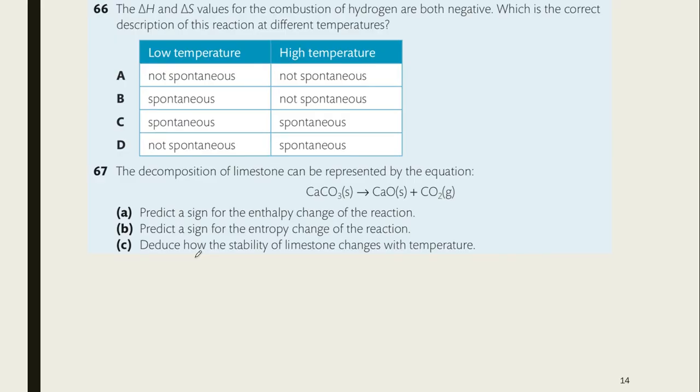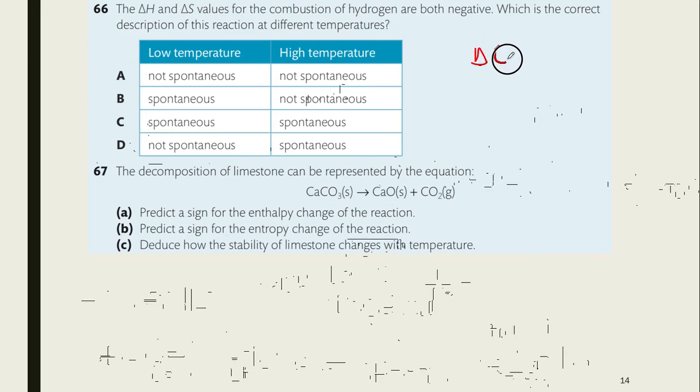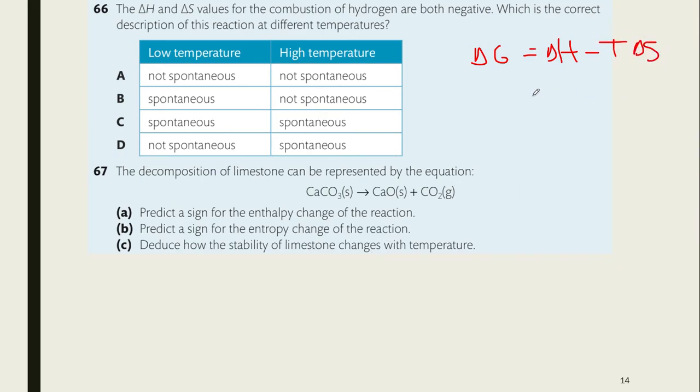Okay, we have two more questions. The delta H and delta S values for the combustion of hydrogen are both negative. Which is the correct description of this reaction at different temperatures? Okay, so we have delta G equals delta H minus T delta S. That is our Gibbs free energy equation. So it says delta H is negative and delta S is also negative.